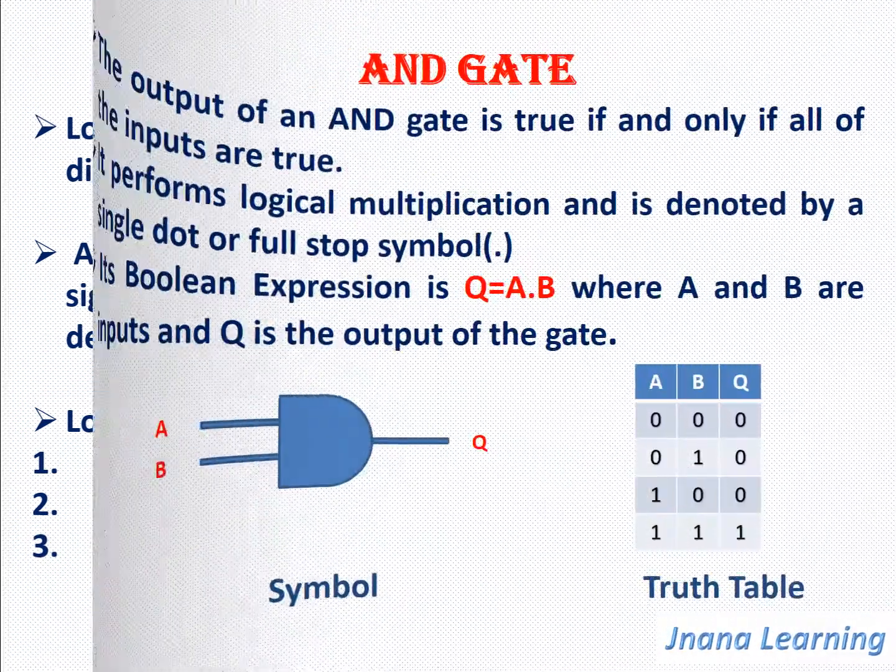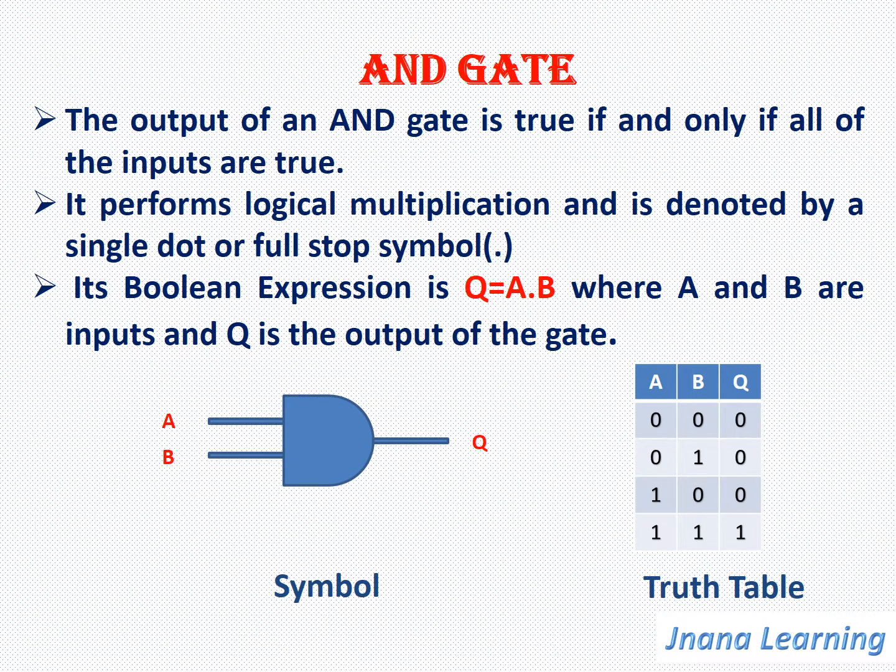So we move on to the first gate, that is AND gate. So in AND gate, the output of an AND gate is defined as it is true if and only if all of the inputs are true. Actually, it performs a logical multiplication, and the Boolean expression for AND gate is given as Q is equal to A dot B, where A and B are inputs and Q is the output. The symbol of an AND gate is given over here, and its truth table defines that if both the inputs are true, then the output will be true. That is 1. For all other states, the output will be 0. So that's the AND gate.